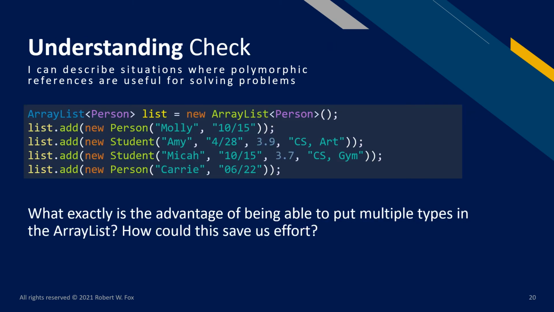So let's conclude with a final understanding check. And I specifically want to talk about this last example where we had an array list of person objects, but the array list actually stored both person and students. The question is, what's exactly the advantage of being able to do this? Why would I want to be able to put multiple types in the array list, and how could this save us some effort? So I want you to take a minute to think about that, and then we'll talk about the answer. So pause the video and restart when you're ready.